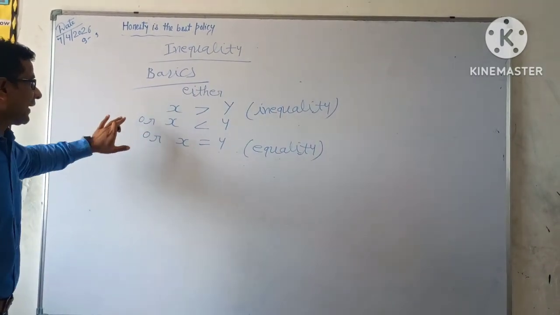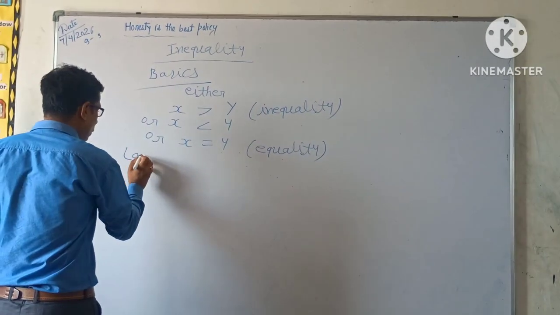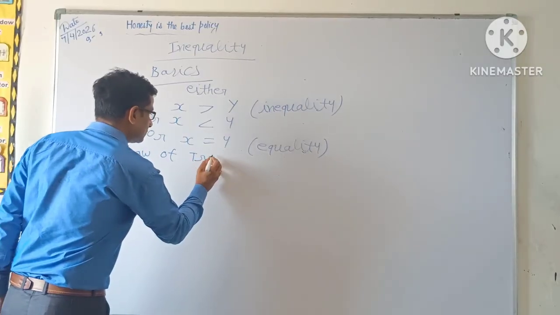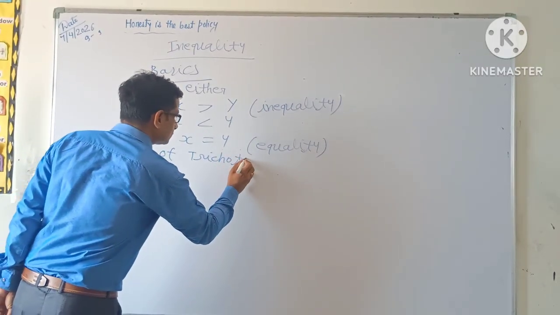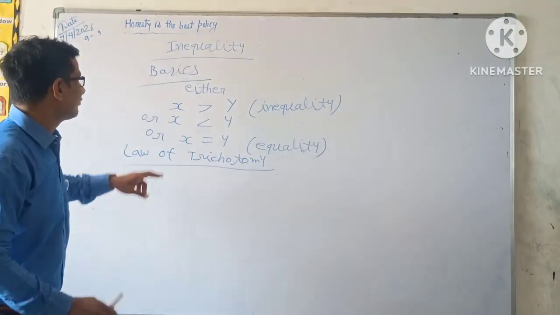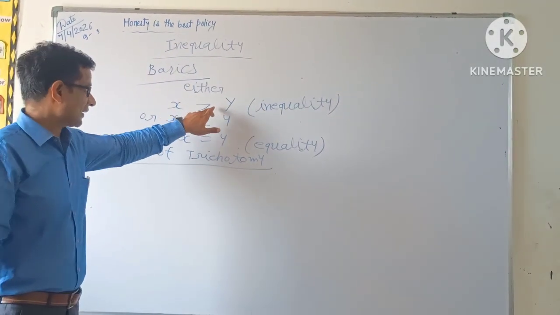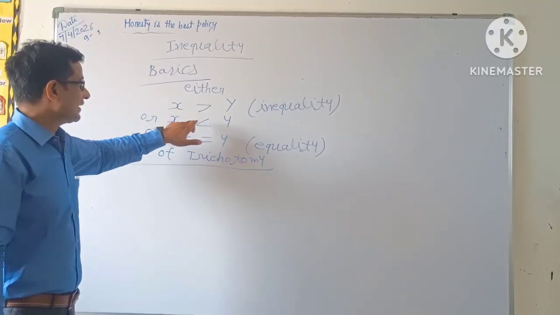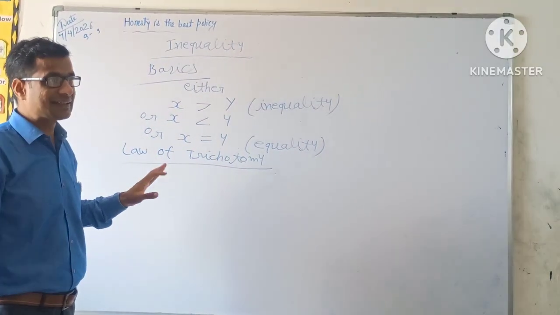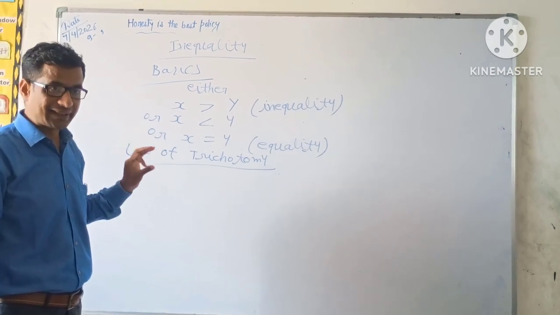And this law is called the law of trichotomy. The law of trichotomy says that if x and y are two real numbers, then either x is greater than y, or x is less than y, or x is equal to y. Three possibilities are there. There are no other possibilities.